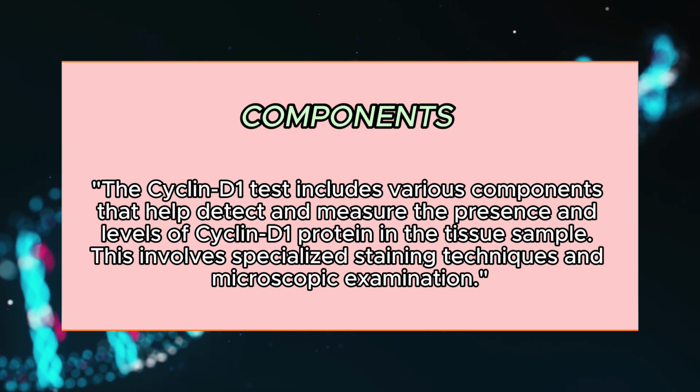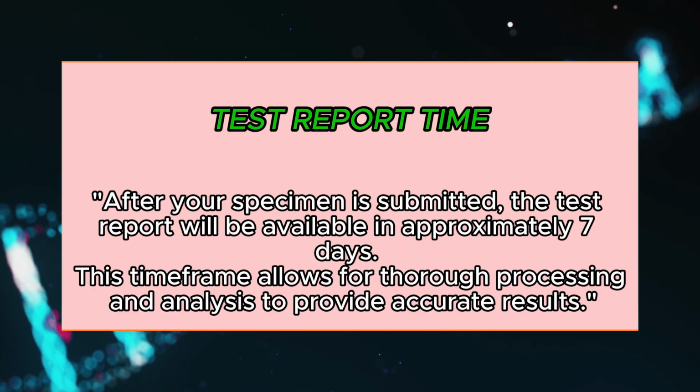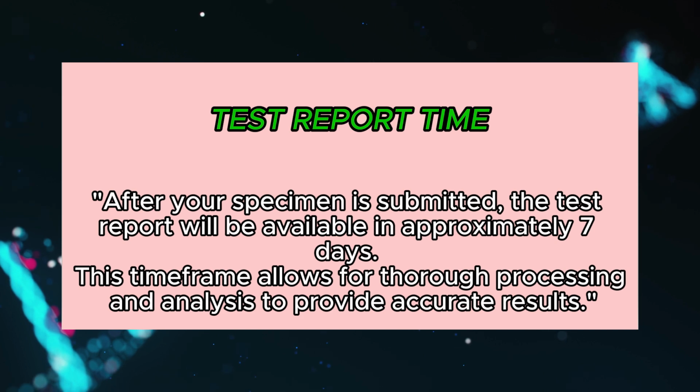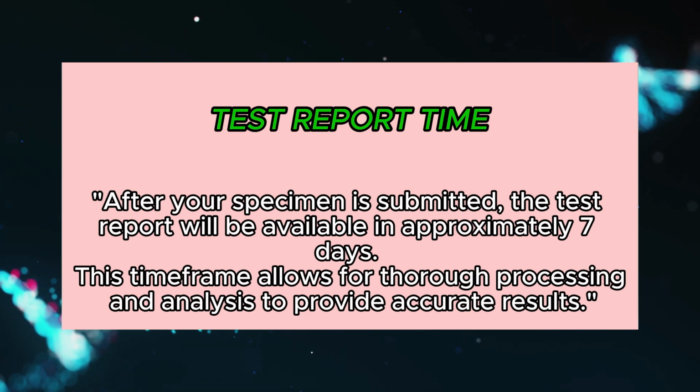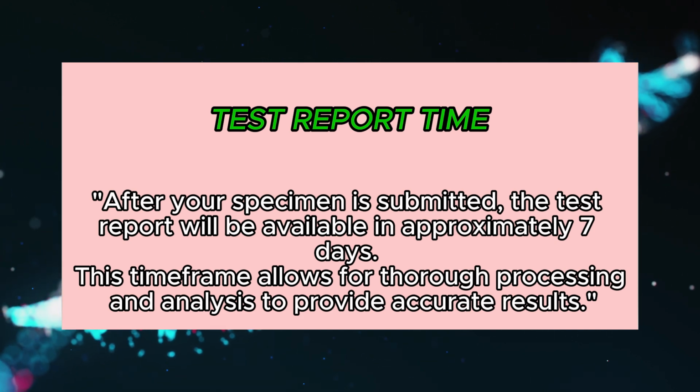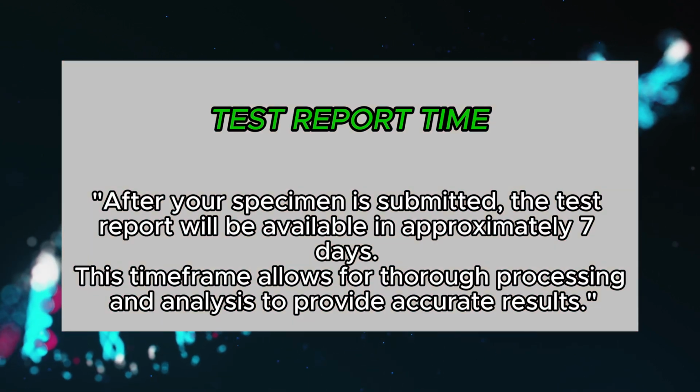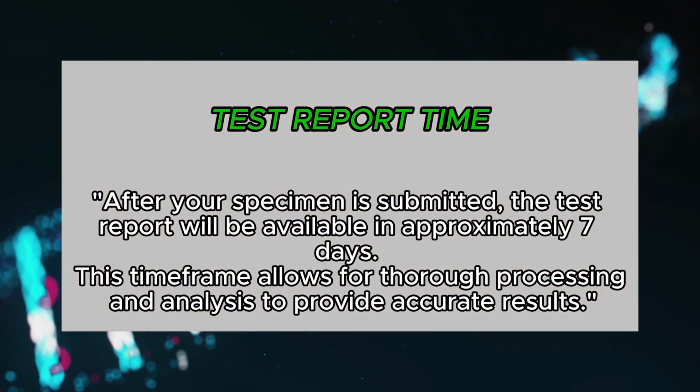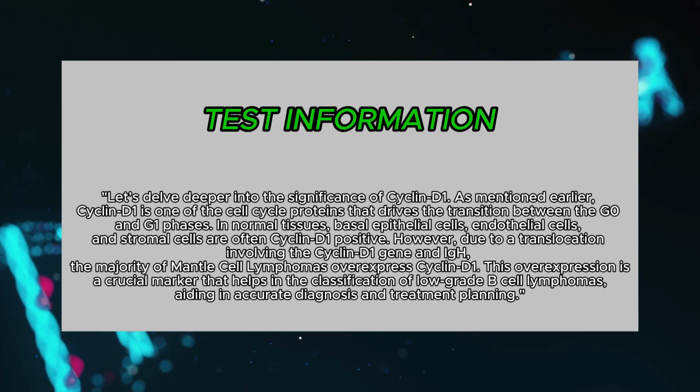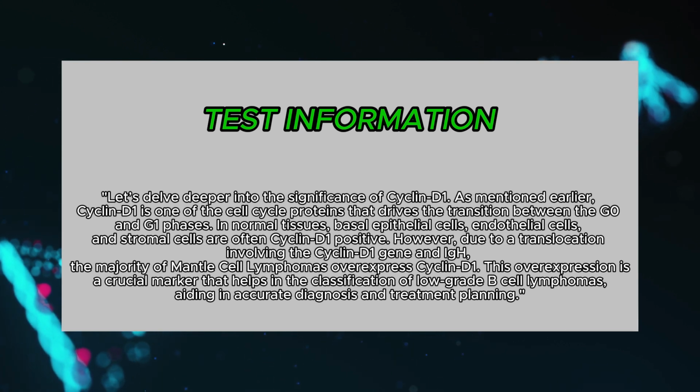Test report time. After your specimen is submitted, the test report will be available in approximately 7 days. This time frame allows for thorough processing and analysis to provide accurate results. Test information. Let's delve deeper into the significance of CYCLIN-D1.